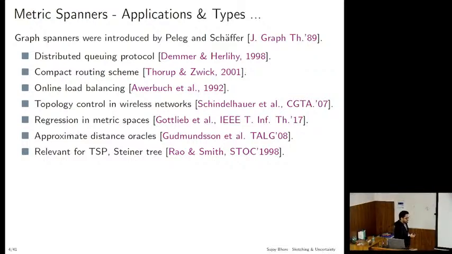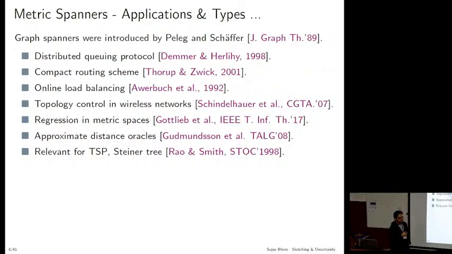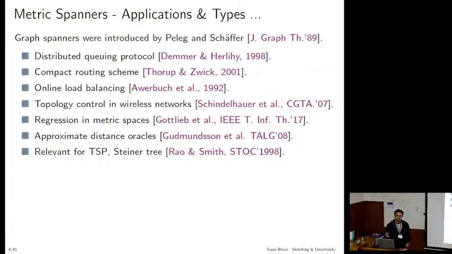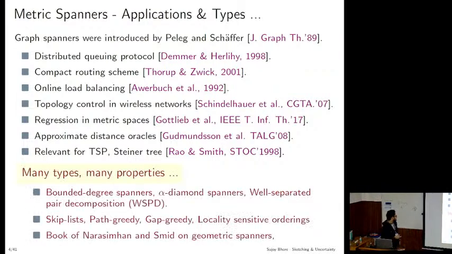Spanners were formally introduced by Peleg and Schäffer around the 1980s. Since then, if not the most, it became one of the most important graph structures, which has been extensively studied for the last 3 decades, due to many different reasons. It has applications in different domains, for example, compact routing schemes, distributed queuing protocols, load balancing, efficient regression, topology control, and many other things.